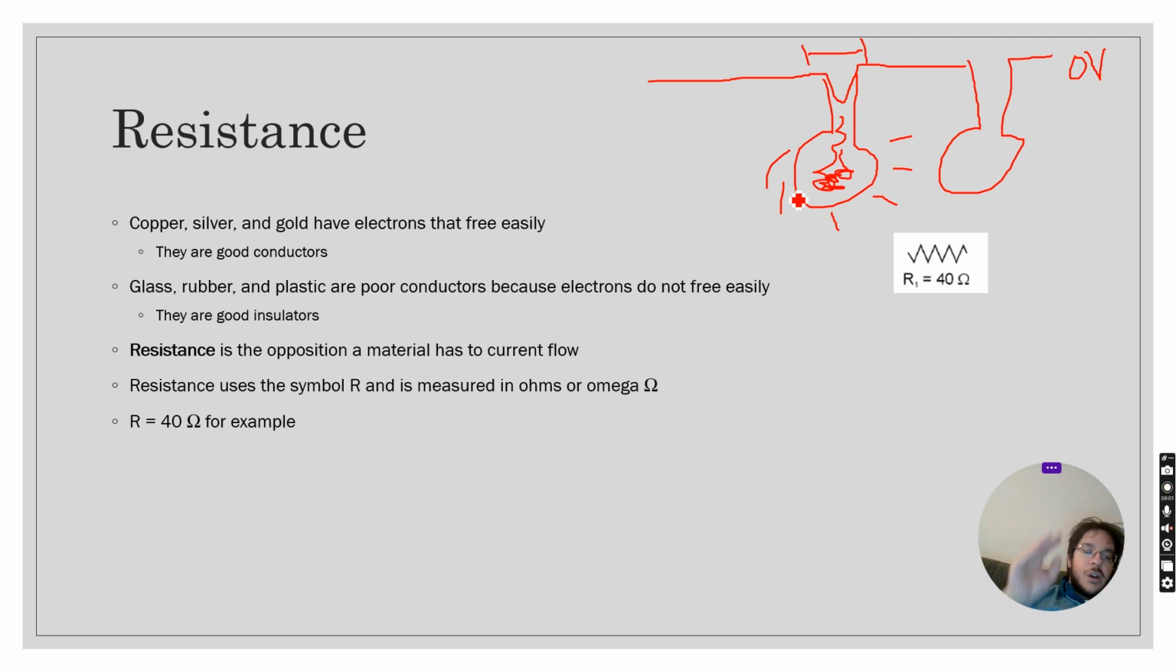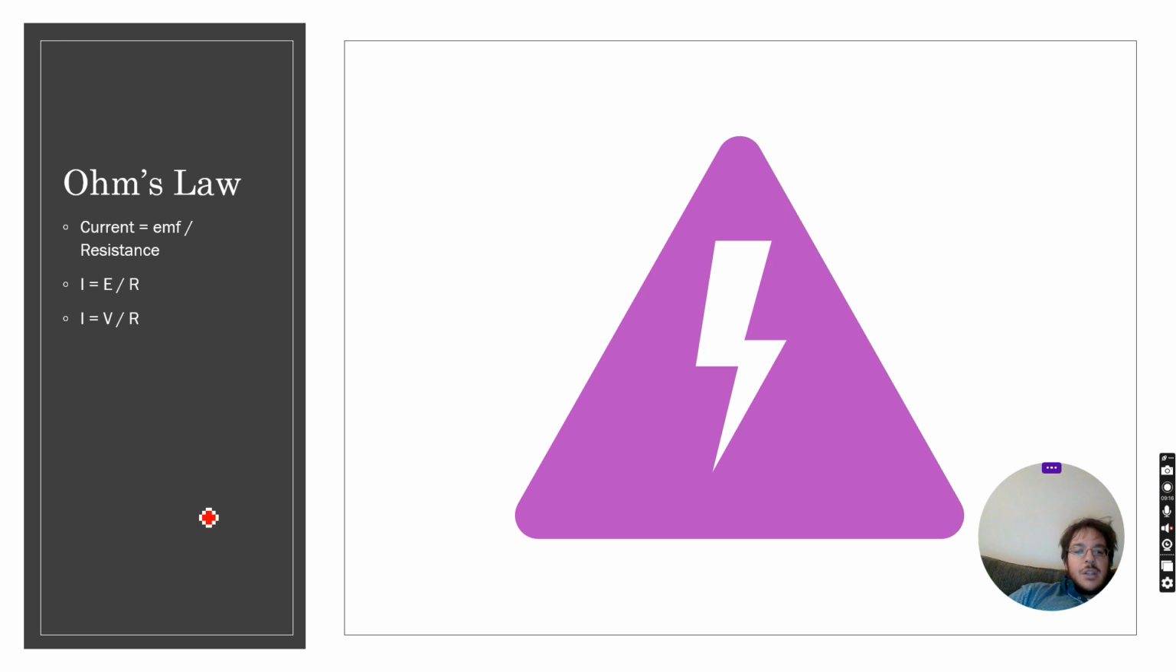we end up with 0 volts at the end, whatever we start with. So copper, silver, gold, they're really good conductors. Glass, rubber, and plastic are poor conductors, so we don't use them in electric circuits.